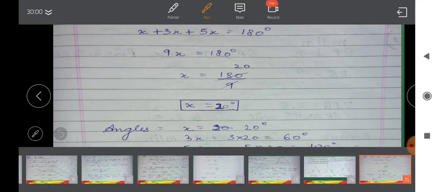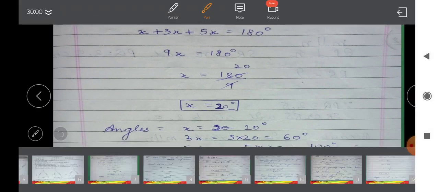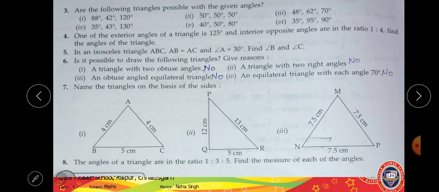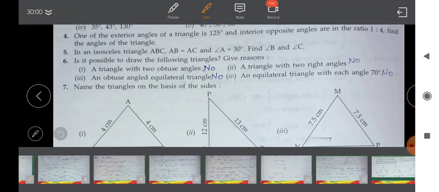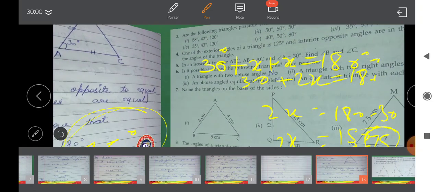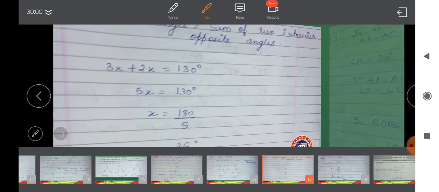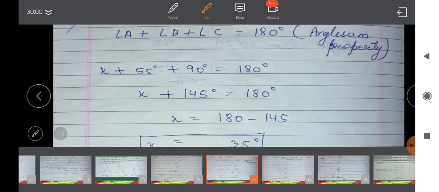Now coming on to the 8th question. The ratios of the angles are given. The angles of a triangle are in the ratio 1:3:5. Find the measure. Since the ratio is given, we can say let the angles be x, 3x and 5x. So if we are taking it as x, 3x and 5x, what will be the sum?